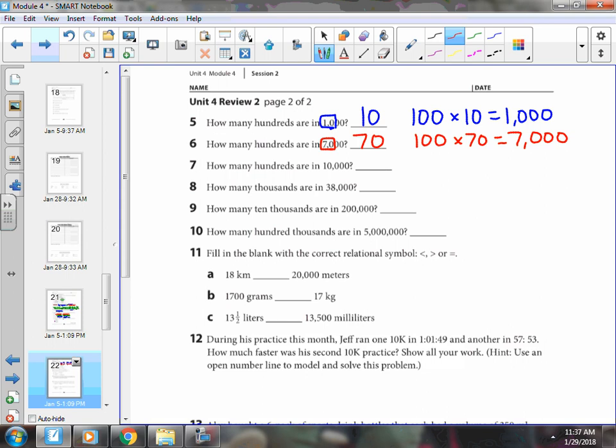$7,000. Remember, for these last two, you could think 1 times 1 is 1, 3 on the left to match the 3 on the right. Or 1 times 7 is 7. 3 on the left to match the 3 on the right. All right, the next one.